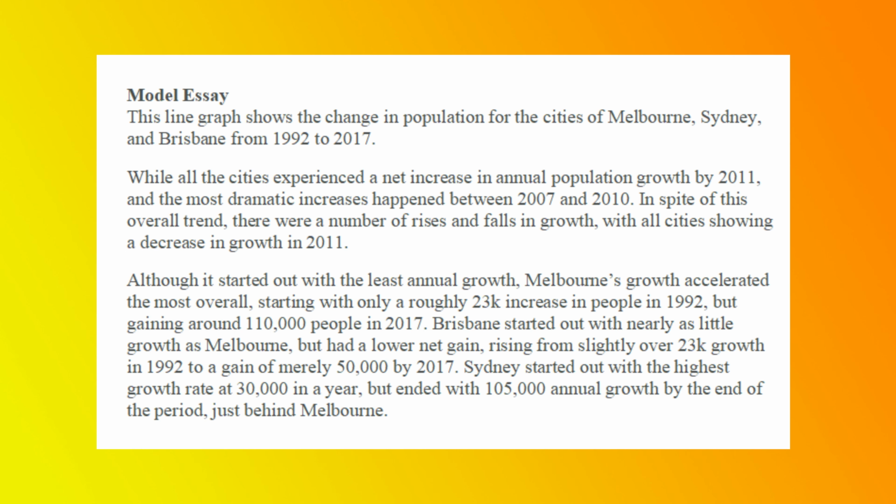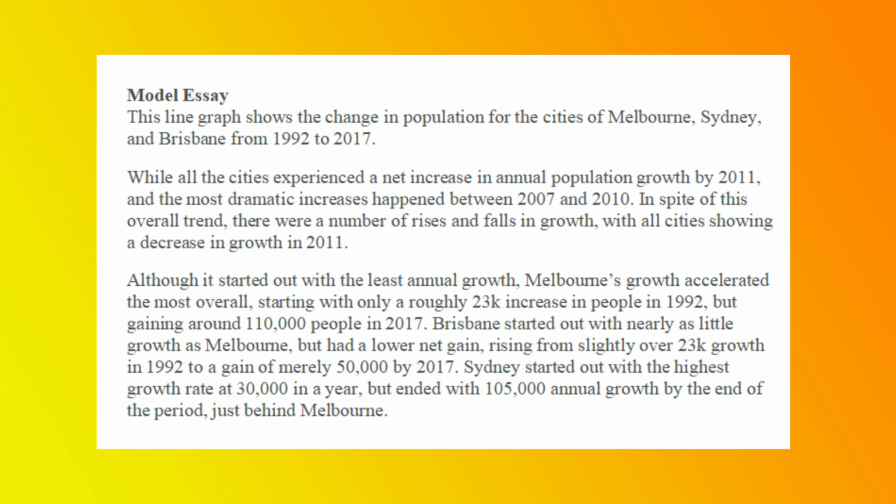This line graph shows the change in population for the cities of Melbourne, Sydney, and Brisbane from 1992 to 2017. While all the cities experienced a net increase in annual population growth by 2011, the most dramatic increases happened between 2007 and 2010. In spite of this overall trend, there were a number of rises and falls in growth, with all cities showing a decrease in growth in 2011.